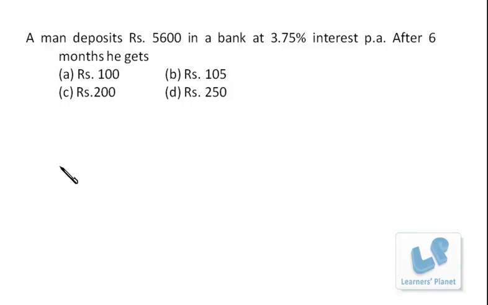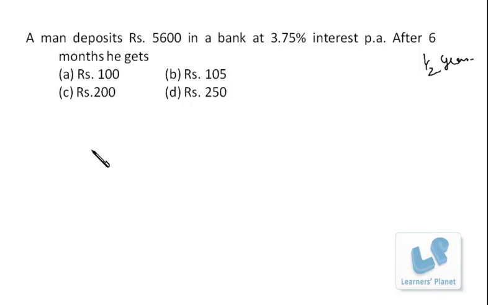Now let's discuss this problem. A man deposits rupees 5,600 in a bank at 3.75% interest per annum. After 6 months, he gets. Here we have to calculate the simple interest on this particular amount for 6 months. Okay, 6 months is what? It's half a year.